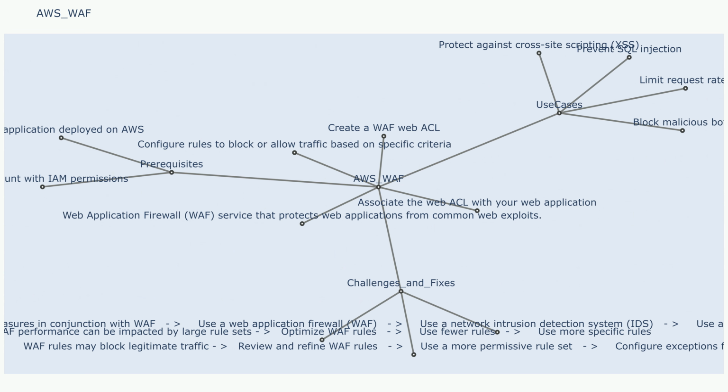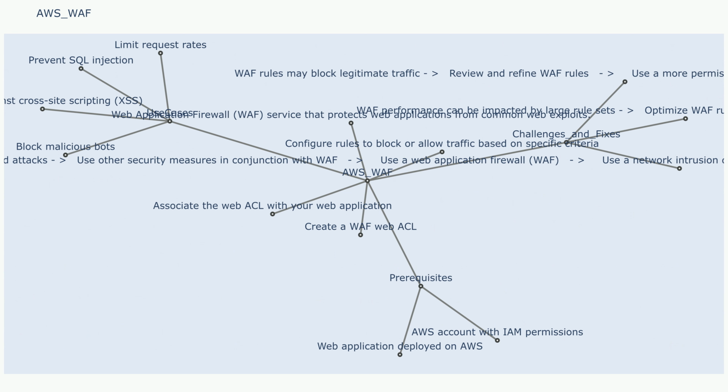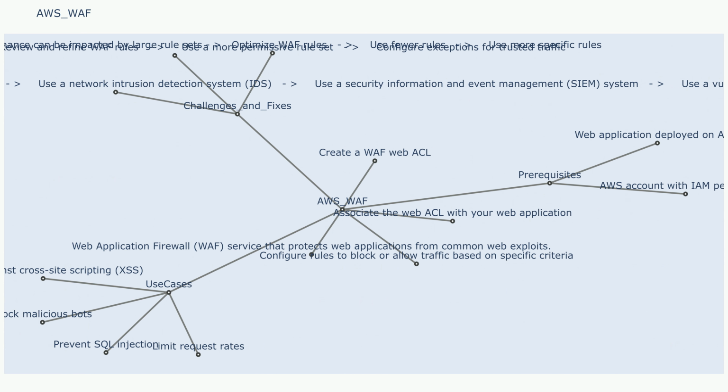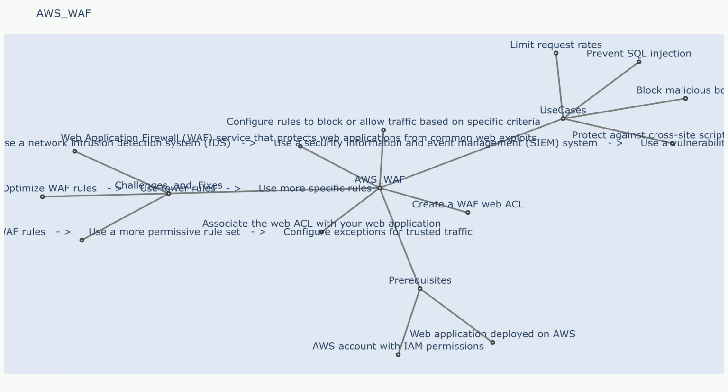Block malicious bots by identifying and blocking requests that exhibit bot-like behavior, such as rapid request rates or unusual user agents. Limit request rates to prevent denial of service (DoS) attacks by controlling the number of requests allowed from a single source within a given time period.